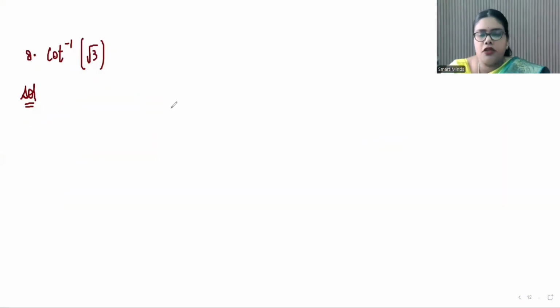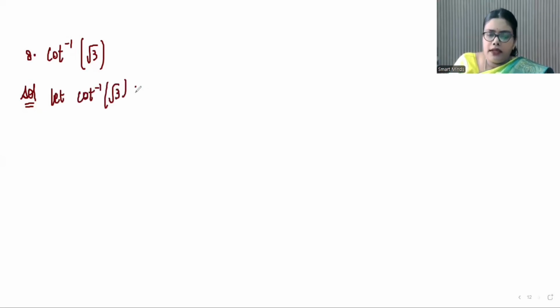Take the next question, cot inverse of root 3. Let cot inverse of root 3 be equal to theta. So root 3 can be written as cot theta. Now when is cot theta root 3? At pi by 6, that is 30 degrees. So pi by 6 equals theta.